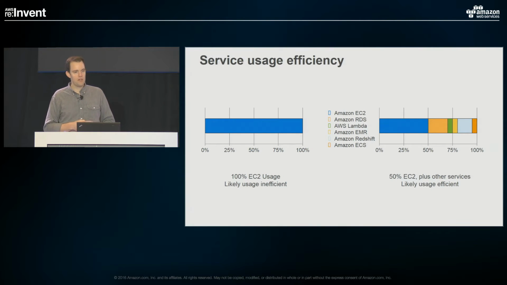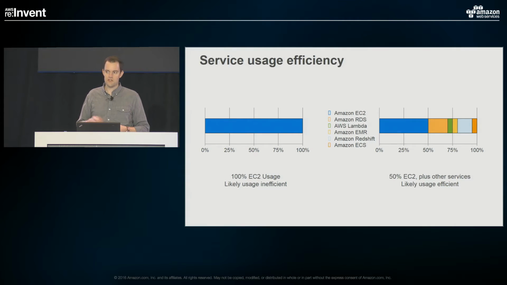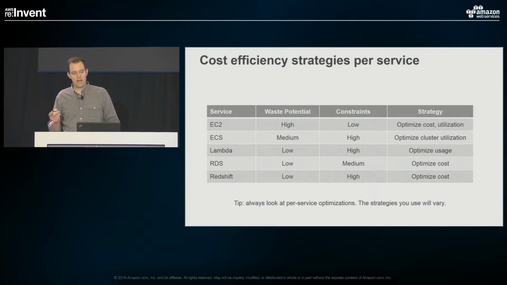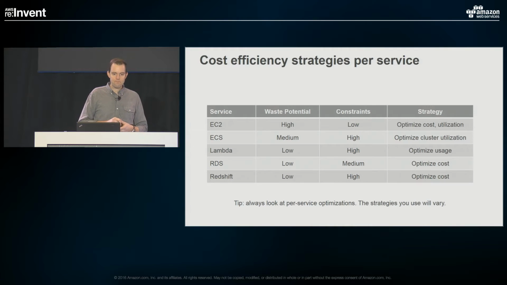So we really encourage you to look at transitioning, if you haven't already, and increasingly taking use of new Amazon services, because they're going to be inherently more service and usage efficient. Back to those couple of constraints. So the waste potential and the constraints. Some of these ways to look at the different services will inform the strategy you pick when you want to go and actually optimize the different services.